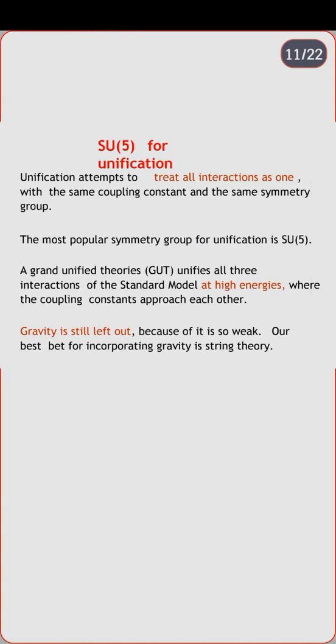SU5 for unification. Unification attempts to treat all interactions as one with the same coupling constant and the same symmetry group. The most popular symmetry group for unification is SU5. A grand unified theory, or simply GUT, unifies all three interactions of the standard model at high energies where the coupling constants approach each other. Gravity is still left out because it is so weak. Our best bet for incorporating gravity is string theory.